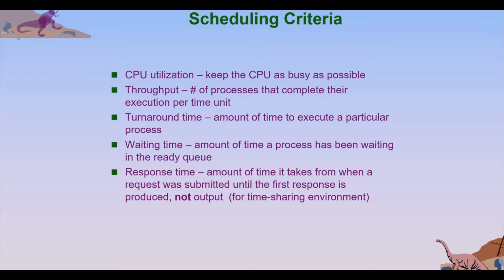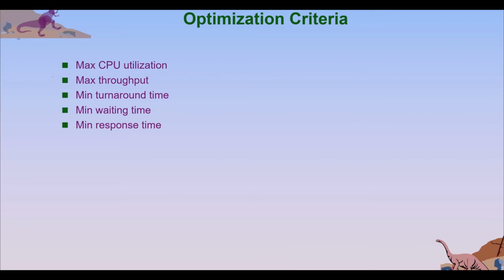And we have to observe it during the algorithm computations of the waiting time and the turnaround time. So again, the optimization criteria: we want maximum CPU utilization and maximum throughput, with minimized turnaround time, minimized waiting time, and minimized response time. For our discussion here, we will focus on the turnaround time and the waiting time.